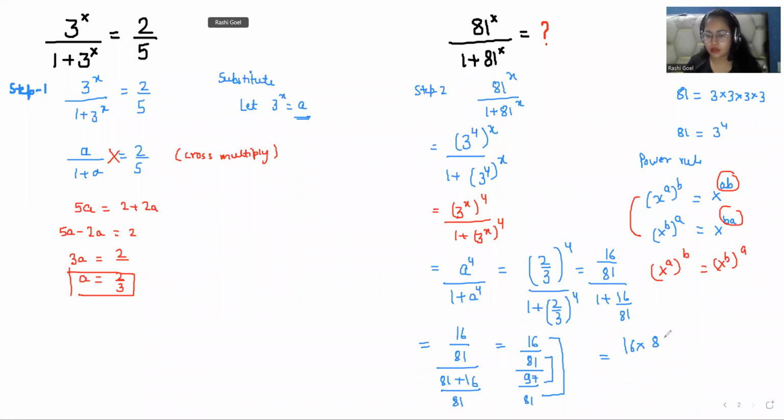16 multiply 81 over 81 multiply 97. We can eliminate this 81 with 81 and we have the value 16 over 97. So for the expression 81 power x upon 1 plus 81 power x, the value is 16 over 97.